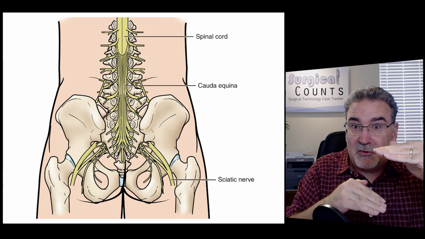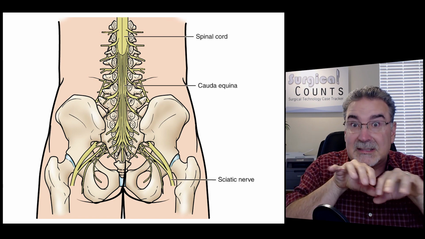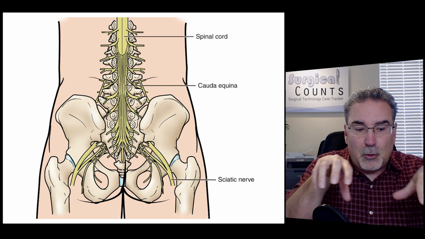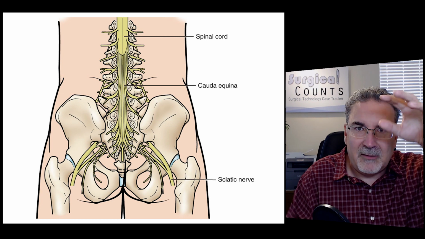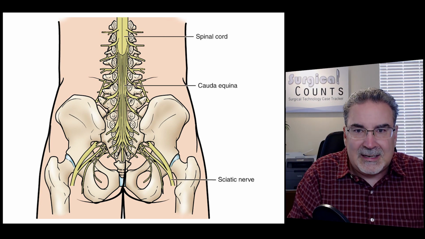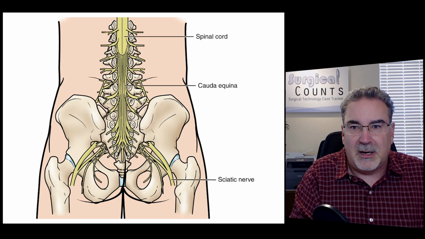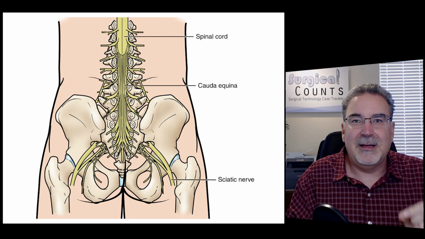But as the spine keeps growing, it actually pulls the nerves that extend out through the vertebrae, sort of pulls them back and up towards the spinal cord itself. So that's why you have this sort of bundle of nerves extending down through the lumbar region of the spine. And again, it's known as the cauda equina.